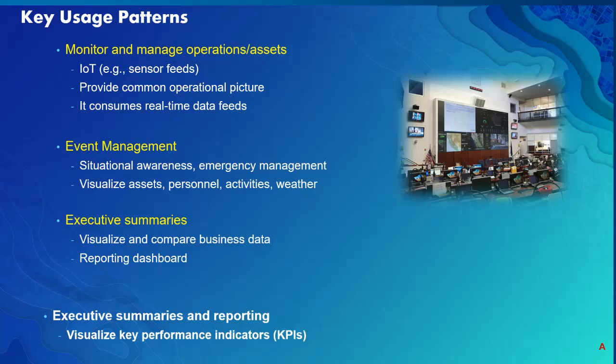And the third pattern of use is executive summary. Executive summary visualizes a company's key performance indicators. It visualizes and compares your business data and provides reporting capability. So now let us examine these patterns and how they are utilized in different areas of our organization.